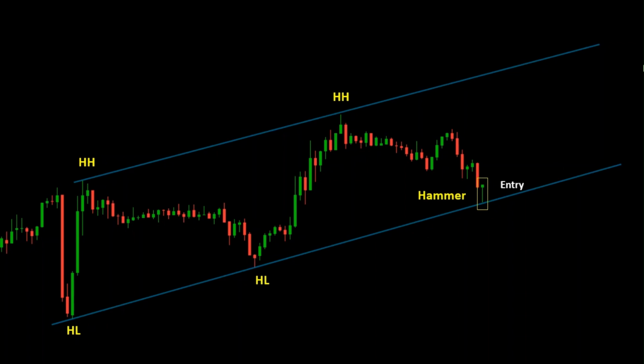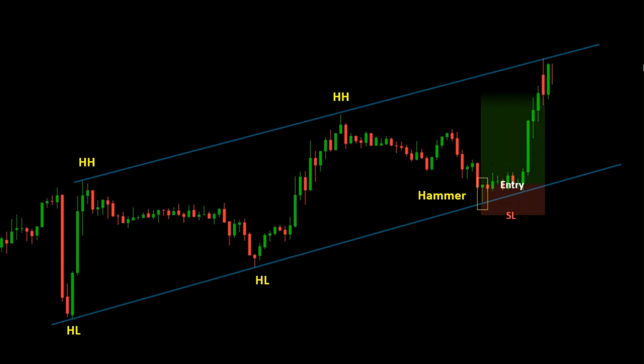We enter a buy position upon the closure of the hammer candle, as the pattern confirms strong rejection of lower prices near the channel's lower trend line. Stop loss is placed just below the low of the hammer candle to manage risk. Take profit is set at or near the next projected higher high within the channel, aligning with the prevailing bullish momentum.